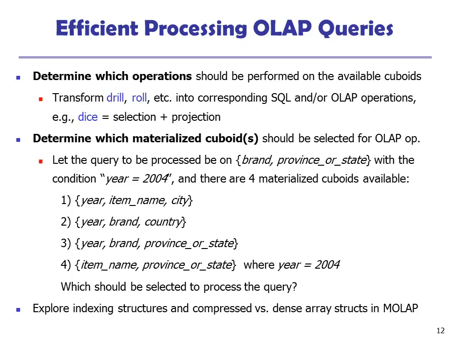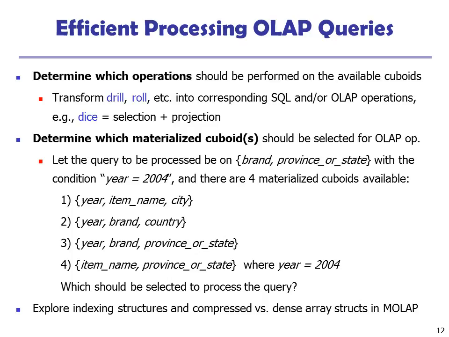And there are four materialized cuboids. The first one is on year, item name and city. The second one is year, brand and country. The third one is year, brand, province or state. The fourth one is item name, province or state. So which ones should be selected to process the query? The answer for this particular question is that cuboids 1, 3, and 4 can be used to process the given query.